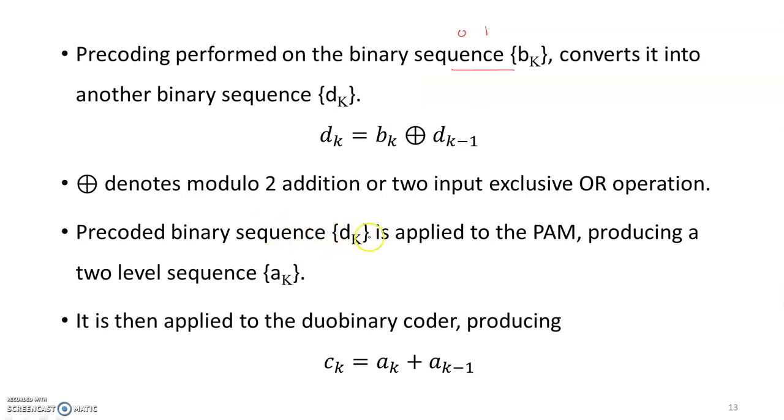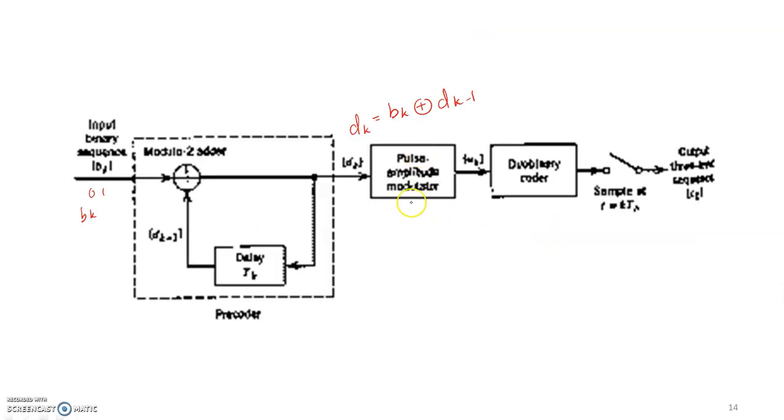Now this precoder output is applied to the PAM system. This is our pulse amplitude modulation PAM block, where my output will be AK. AK will be either of two levels, +1 or -1, as earlier. Then you have the duobinary block. All these are the same as earlier, and its output will be CK, which is AK plus AK minus 1. The only thing is that we have the precoder applied to the binary sequence. The remaining blocks are the same.